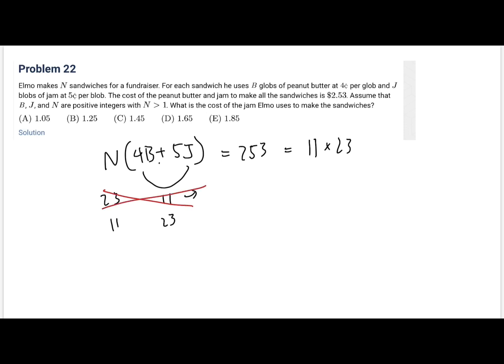If it's 11 times 23 and 4b plus 5j is trying to be 23, then j is 23 plus 11.